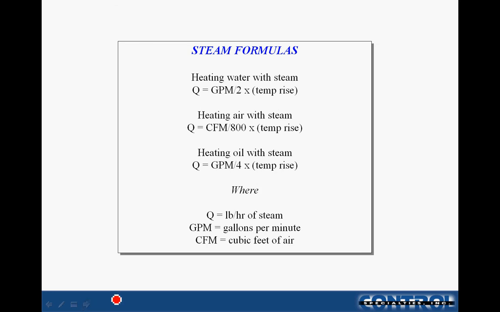There are some steam formulas which are used, and the assumption here is that the value for the heat of steam is 1,000 BTUs. For heating water with steam, Q, which is the amount of steam required in pounds per hour, would be the gallons per minute of water to be heated divided by 2 times the temperature rise. And for heating air, again, it would be the cubic feet of air divided by 800 times the temperature rise.